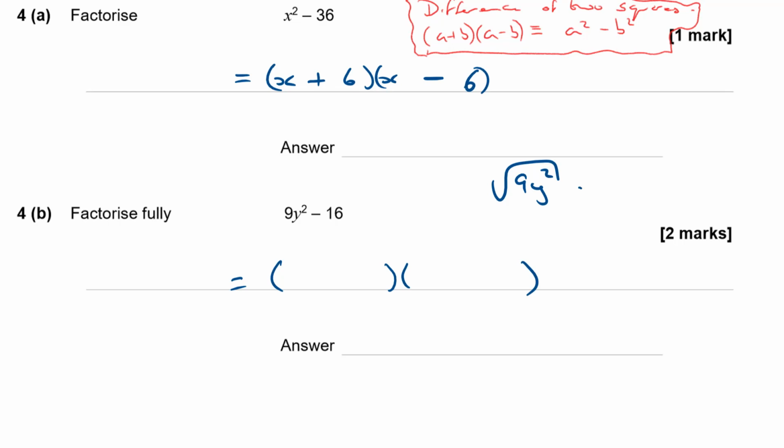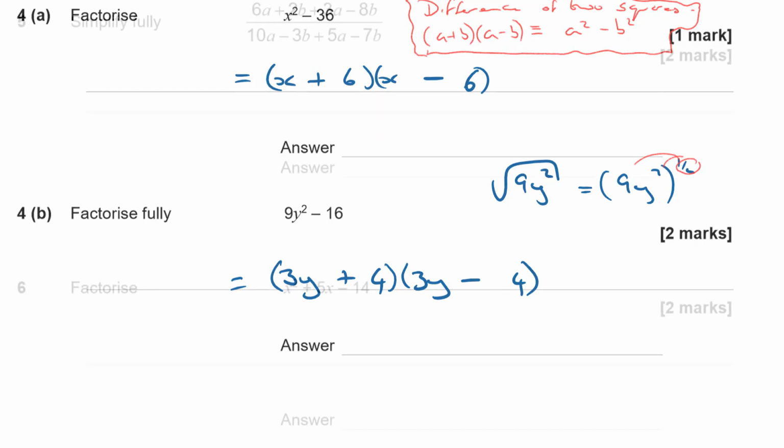Now, when you've got an index of an index, that's like 9y squared to the power of a half, isn't it? Same thing. You have to distribute that to each term, so you're actually square rooting 9 and you're square rooting y squared. So the square root of 9 is 3 and the square root of y squared is y. So I'm going to have 3y at the front of both my brackets. And the square root of 16 is 4, so I'm going to have 4 at the end, and I'm going to have plus, minus, because I know it's the difference of two squares.